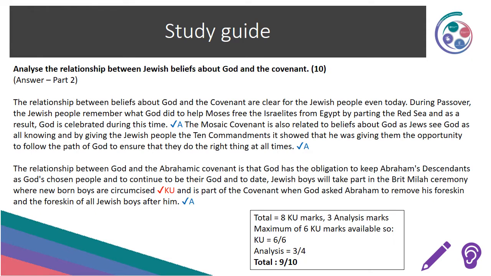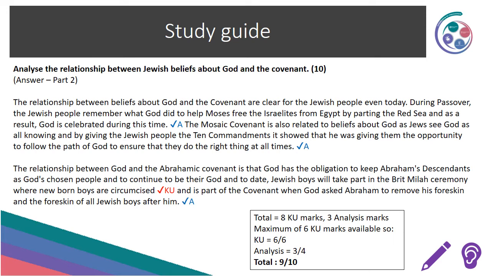Okay, so in total, there were 8 KU marks and 3 analysis marks. However, remember, you can only get a maximum of 6 KU marks. So this candidate got 6 out of 6 for KU and 3 out of 4 for analysis. That was 9 out of 10.